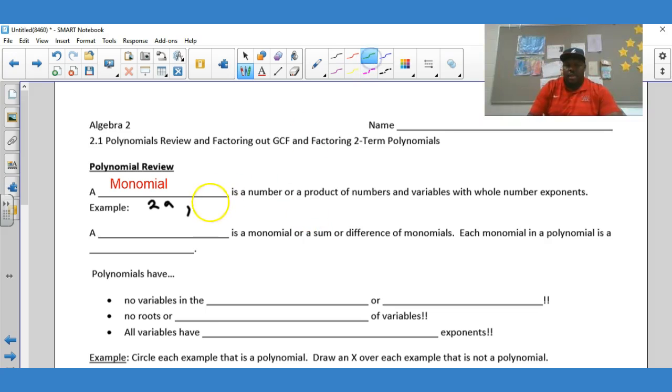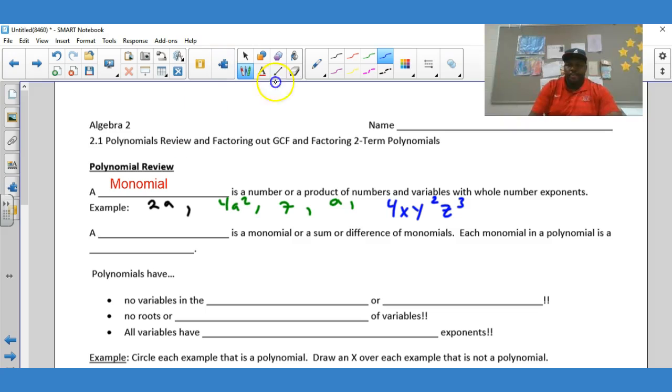Another example could be like 4a squared. That's a monomial, the product of numbers and variables. Heck, you can even say 7. 7 is a monomial. It's a number or a product of numbers, so this one satisfies a number. It could just be a single standing variable like a or x. So again, several different ways to look at it. You can even say something like 4xy squared z cubed. This is a monomial. Again, it's the product, product meaning multiply, the product of numbers and variables. So all these are examples of monomials.